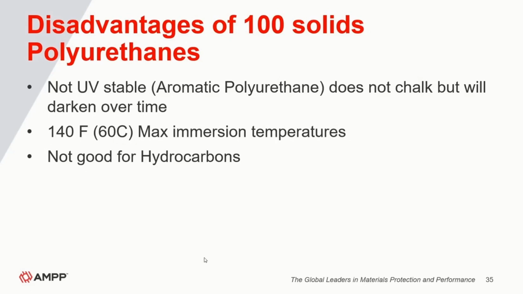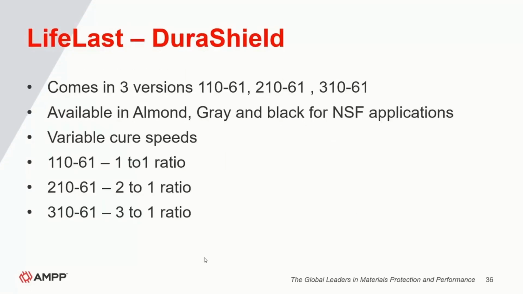The other drawback is 60 C, 140 Fahrenheit in immersion. That's the top end, and not good for hydrocarbons. So it doesn't like oil. So you wouldn't use that for oil and gas primary storage at all. They come in 3 versions, 110, 210, 310, as simple as 110's a 1-to-1, 210's a 2-to-1, 310's a 3-to-1 ratio. We can have a cure in seconds for manufacturers, 310, which cures for immersion in about 15 hours.